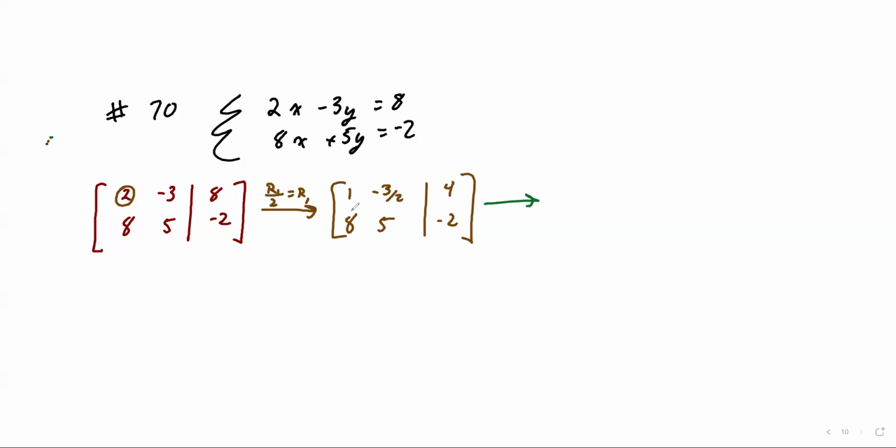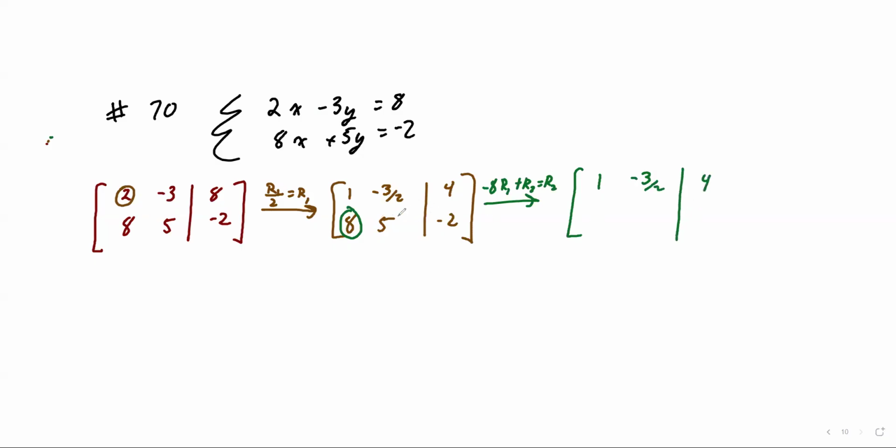All right, next process, turn this into a 0. So I'm going to multiply row 1 by the opposite of this guy. So that's going to be -8 times row 1 plus row 2 gives me row 2. First row is not going to change.